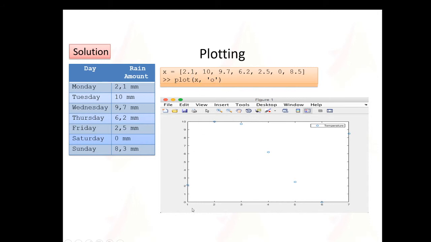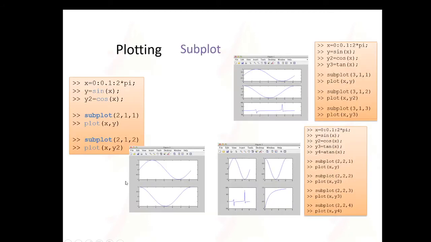This is for 1, this is for 2, this is for 3, this is for 4, 5, 6. Okay, so the x axis is 1, 2, 3, 4, 5, 6, 7. The y axis is the amplitude 1, 2.1, 10, these things. So this is another example for the plotting.